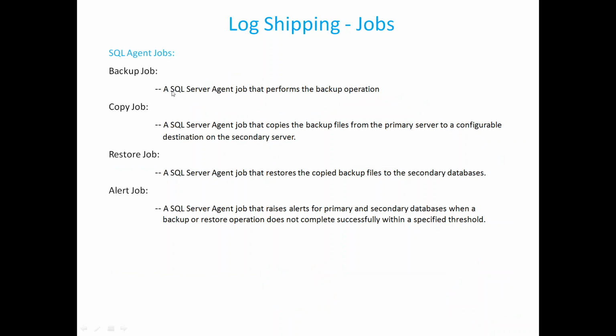Okay, I've just listed out the jobs here. The backup job will take the backup from your primary database. Then the copy job will copy the backup file from your primary server onto the secondary server, and the restore job will restore those backups onto the database. And last we have got an alert job. It just monitors, and if something goes wrong, it will send an email to you.